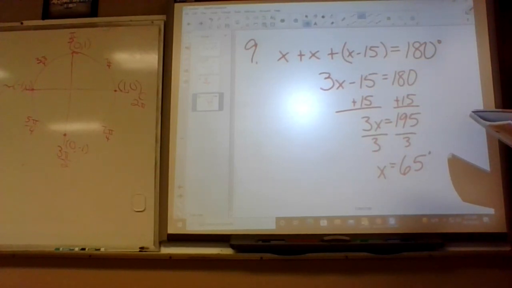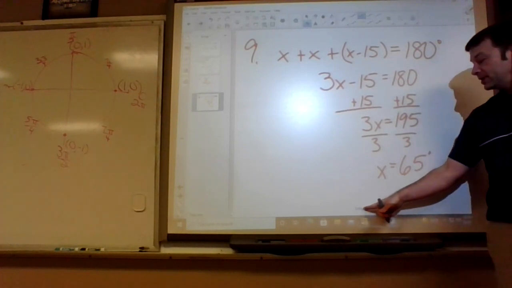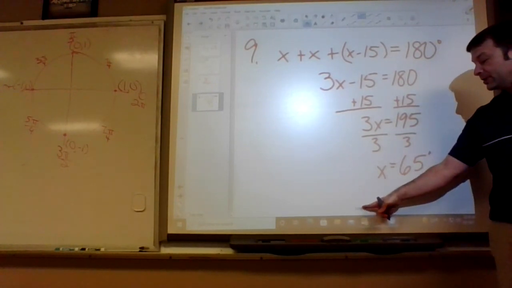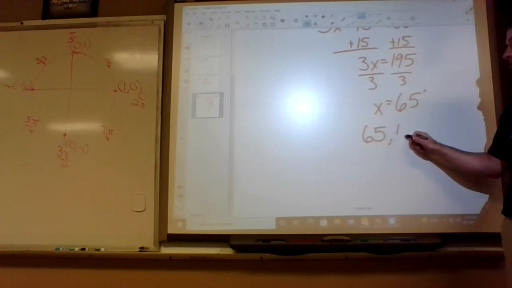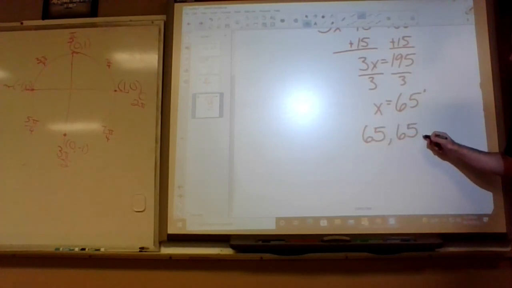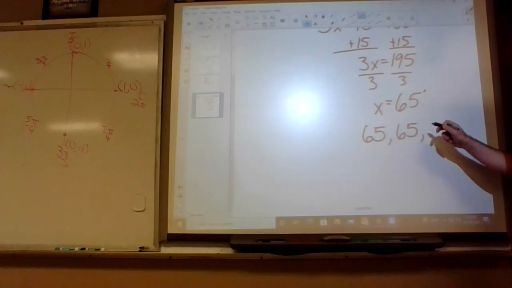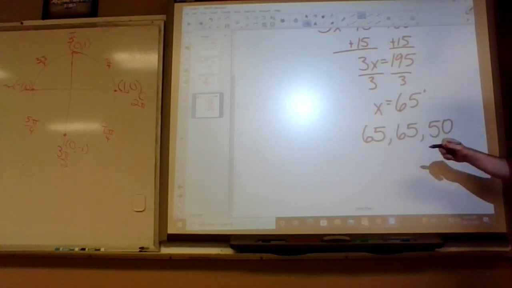Okay, is that the answer? Yeah, kind of. It's one of the answers. So we're supposed to say what all the angles are. So the answer would be 65, 65, and then 50. Yeah, the third angle was called X minus 15.